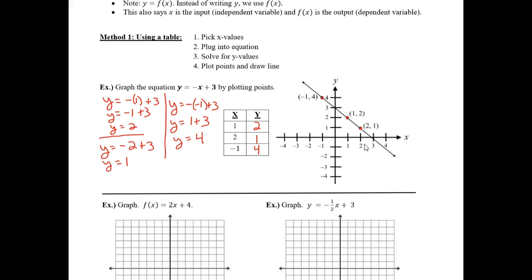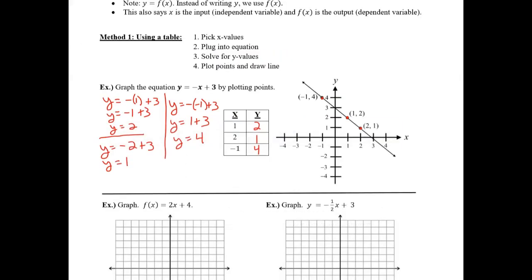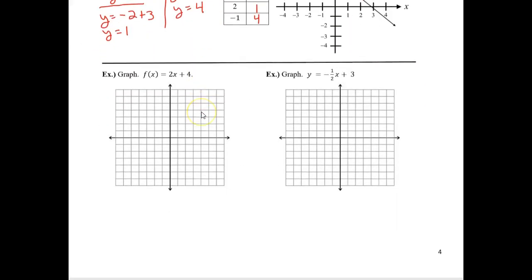I connect the dots to make a straight line. Now again, that third point is a check on yourself. Linear equations need to make straight lines. If you don't have a straight line, then you did something wrong, and you need to go back and check your math. Now, let's go ahead and look at these next two examples.